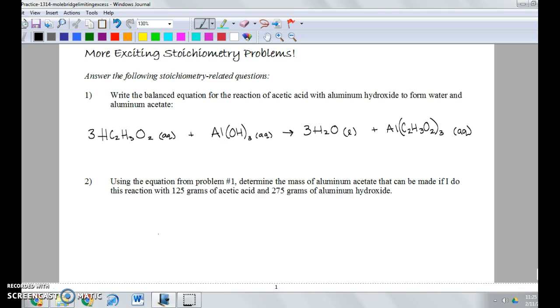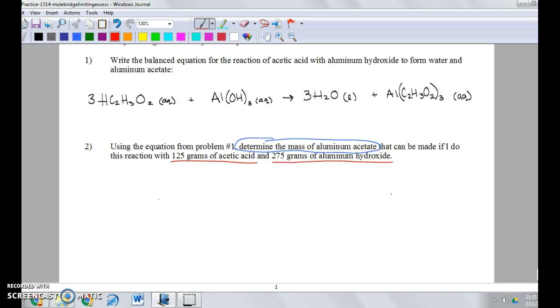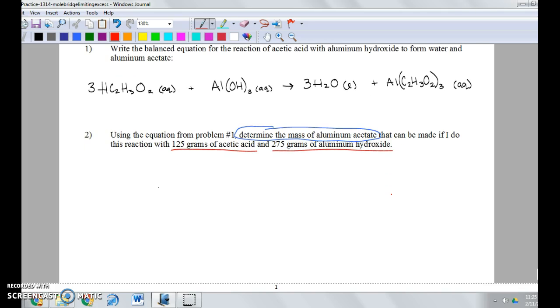So, number 2, which is the important part. This is the stuff that we're really getting tested on, no longer in review. It says, using the equation from problem 1, determine the mass of aluminum acetate. So this is going to be what we're solving for. That can be made if I do this reaction with 125 grams of acetic acid and 275 grams of aluminum hydroxide.